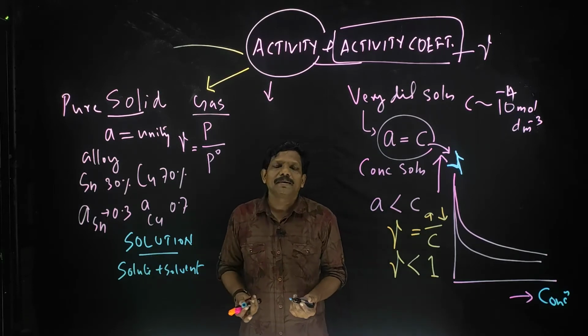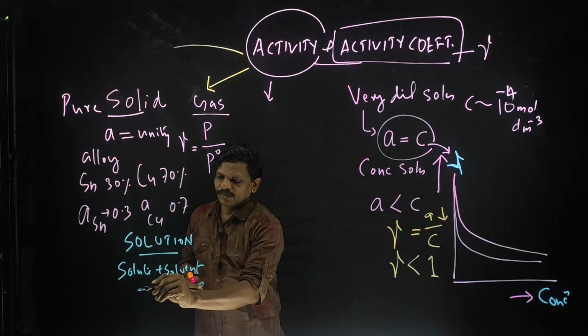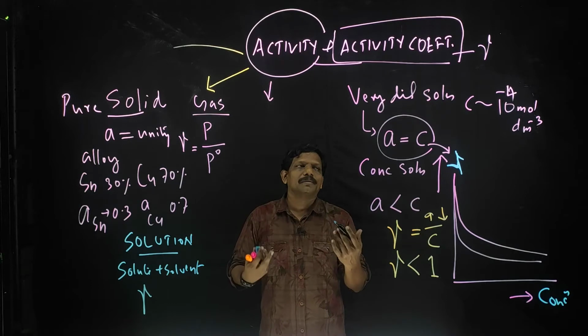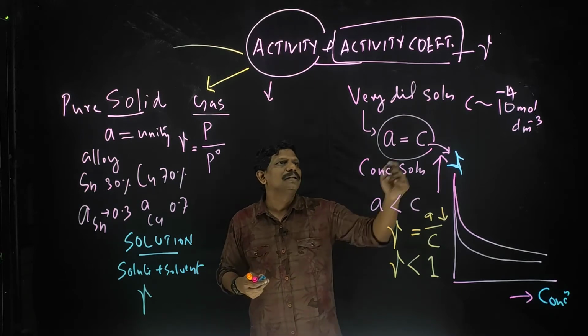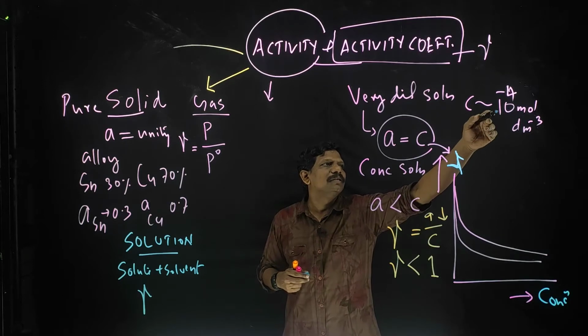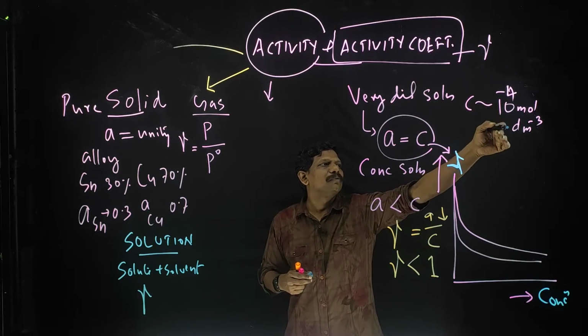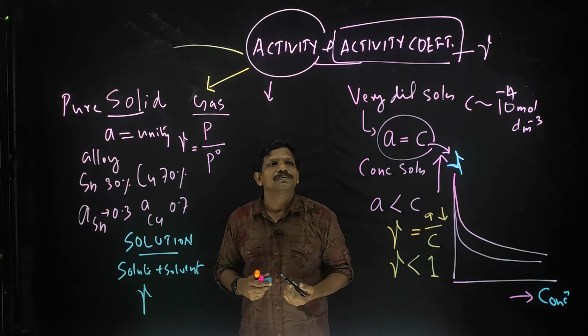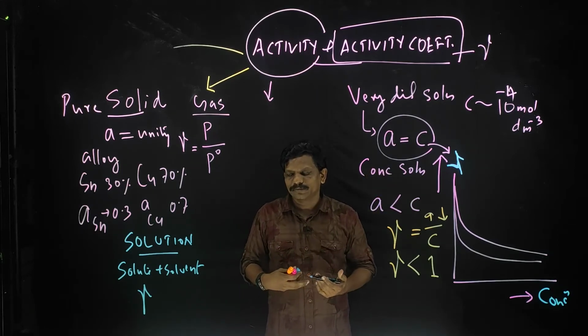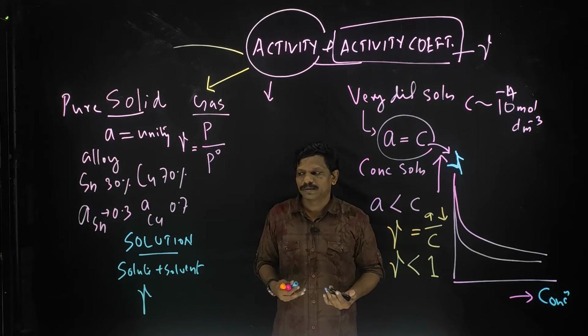So here what will happen? Here if you are going for gamma, most of the time we are dealing with a concentration above 10 raised to minus 4 mole dm raised to minus 3. So we are not considering very dilute solutions in the case of electrochemistry.